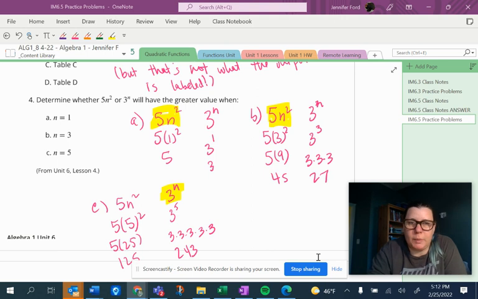So determine whether 5n squared or 3 to the nth power will have the greater value when n equals 1, n equals 3, n equals 5. The most straightforward way you could do this is to just do the calculations, because it's not that many calculations, and you'll see that 5n squared has a greater value when n equals 1 and 3, but when n equals 5, it flips and 3 to the nth power is bigger. Okay, so this is the most straightforward way you could think about it.